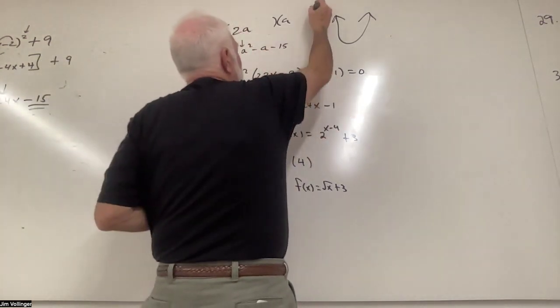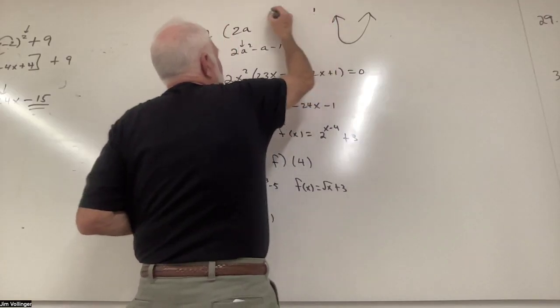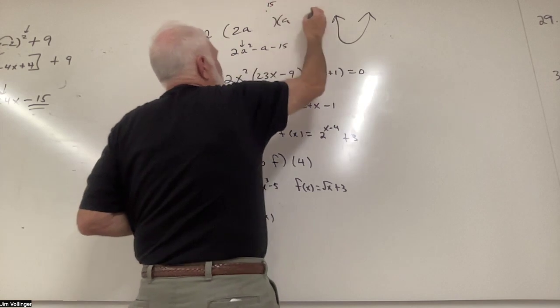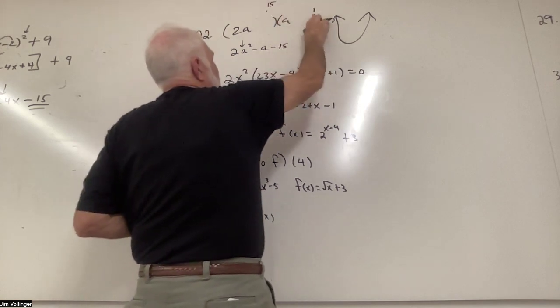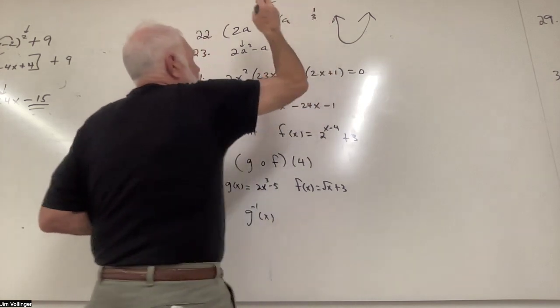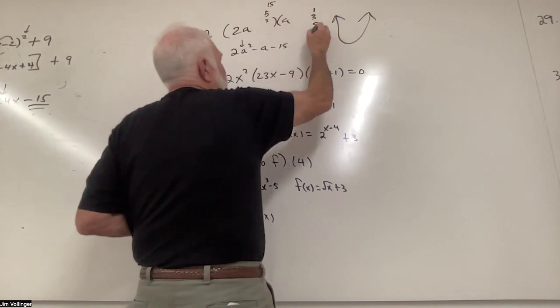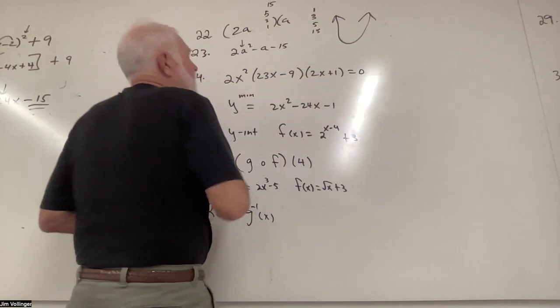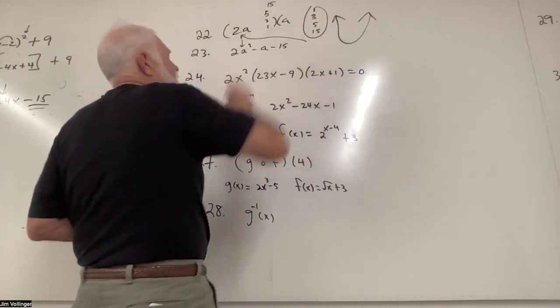So I have numbers like 1, and if I put a 1 there, then I've got to have a 15 over here. If I put a 3, I'm trying to get 15, right? If I put a 3, I've got to have a 5 here. If I put a 5, I need a 3 here. And if I put a 15, I need a 1 here. But what's going to happen to each of those numbers? They are going to get doubled.